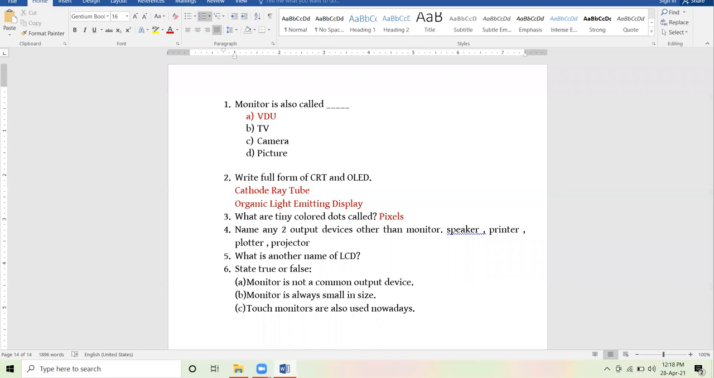Liquid compact disc. Beta, another name of LCD. It is TFT, Keshav. TFT stands for thin film transistor. Is it clear, Keshav? Yes, sir. So another name is TFT, it stands for thin film transistor.